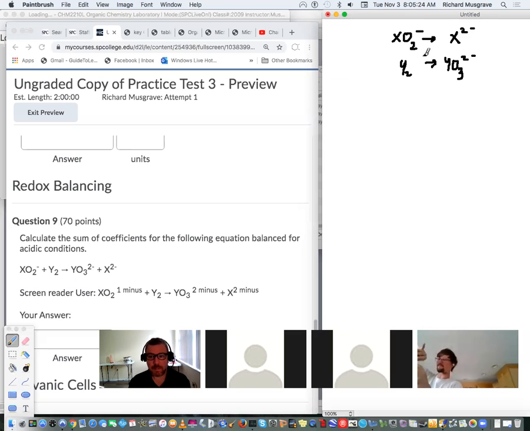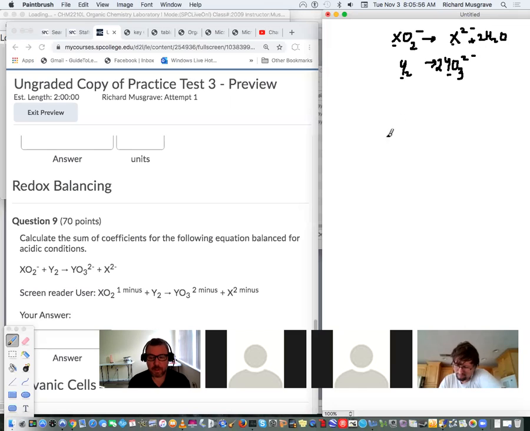Okay, so on the top line, the x's seem to be okay. On the bottom line, we've got 2 y's and 1 y, so we need a 2 in front of this, so that's okay. All right, so we need oxygens. Georgiana, I'm going to put you on the spot here. How many waters do we need to add to the top one, and which side do they need to go on? For the top one, you would do 2 waters, and it would be on the right side. Okay, good. 2 waters on the right side.